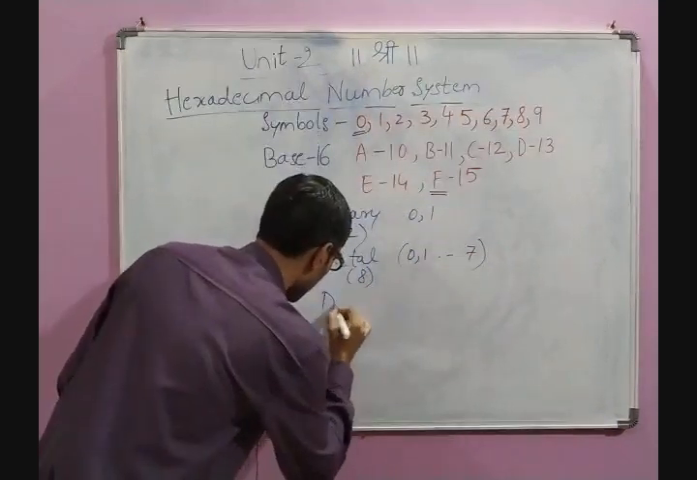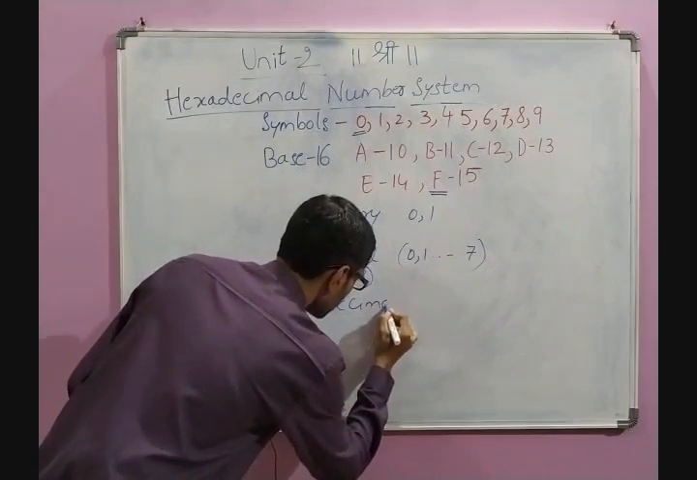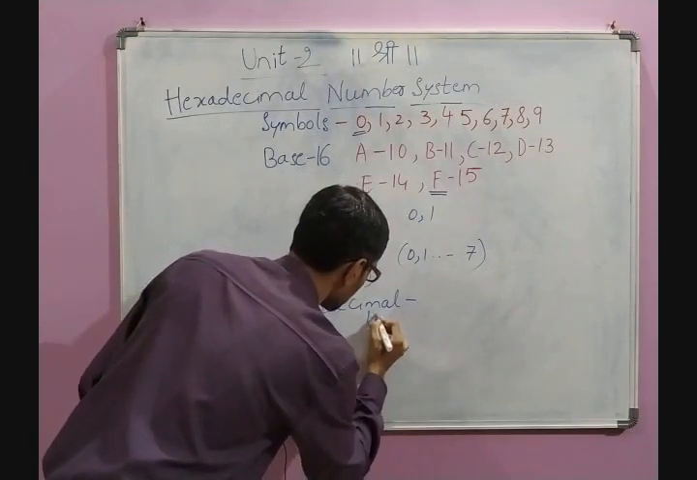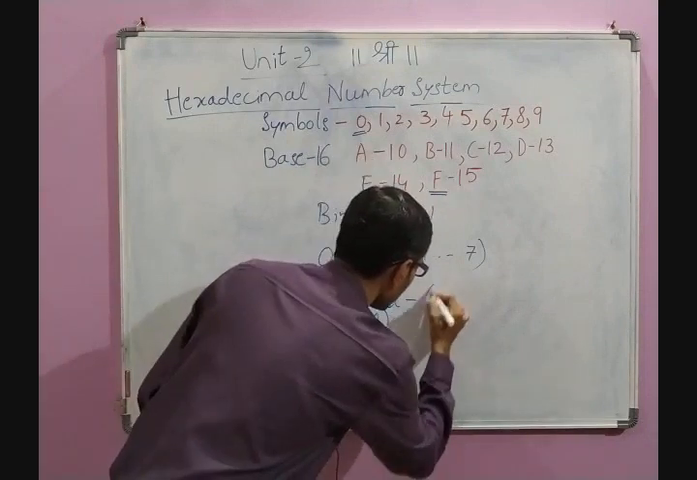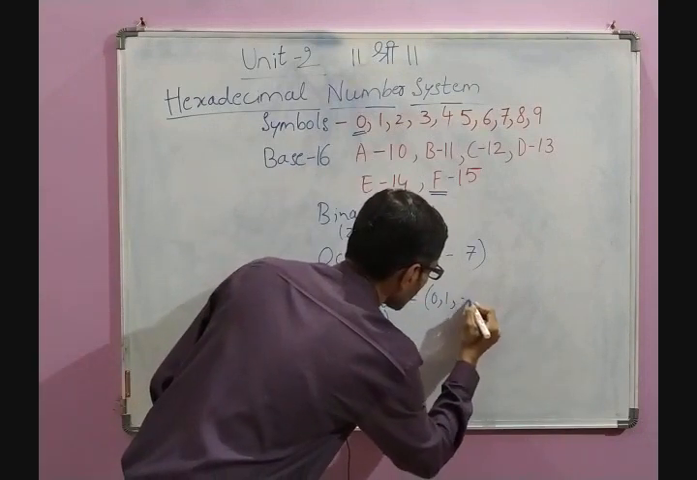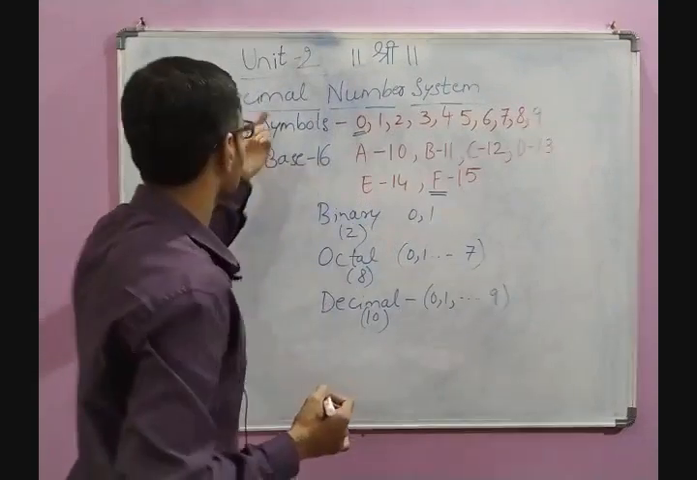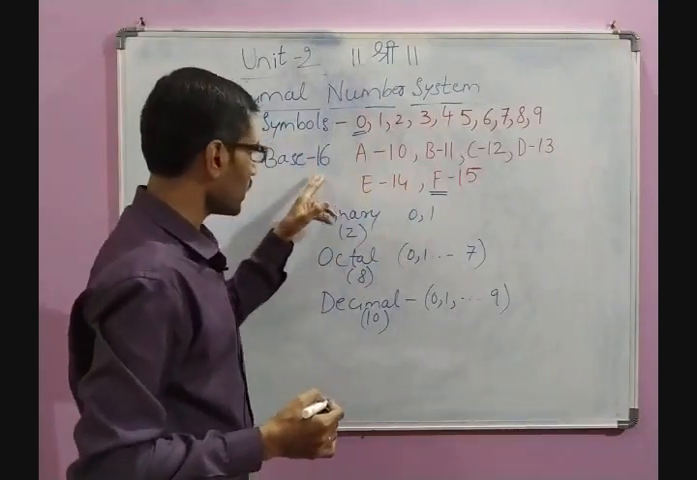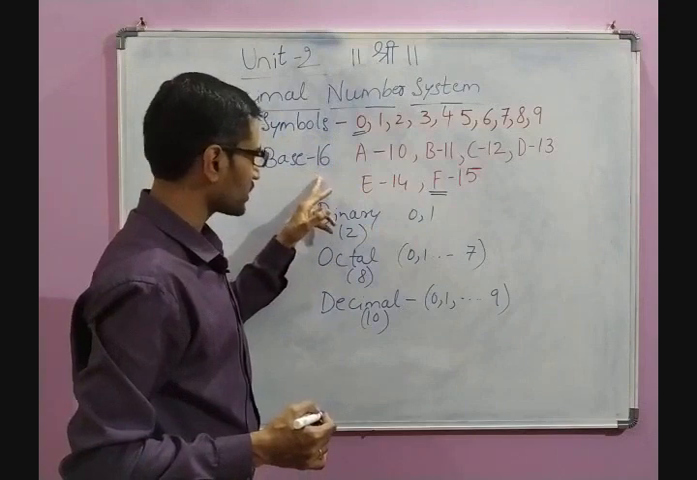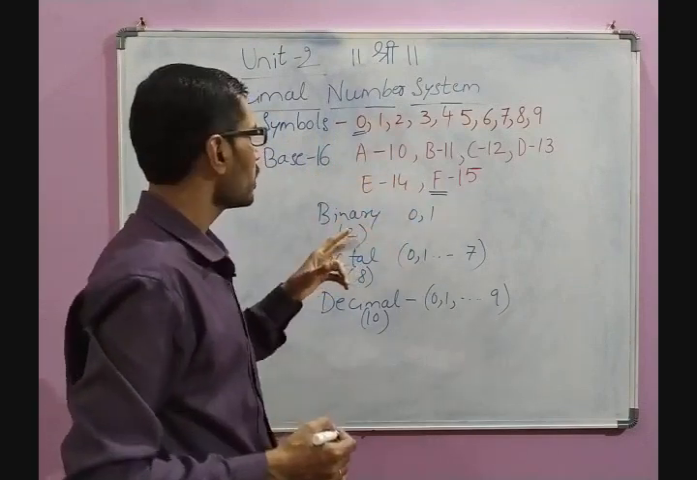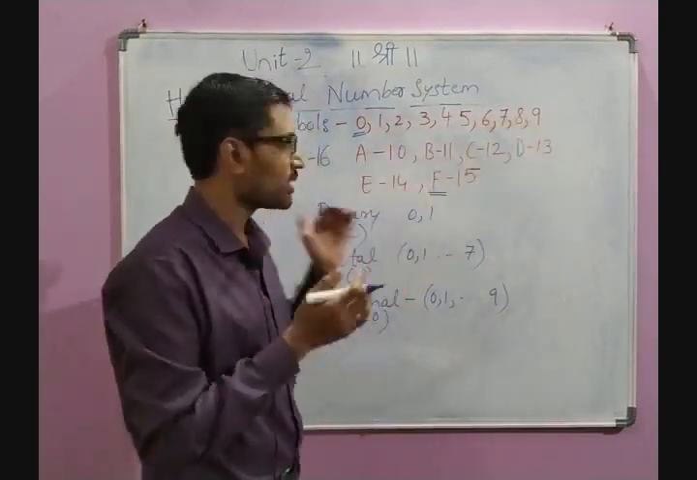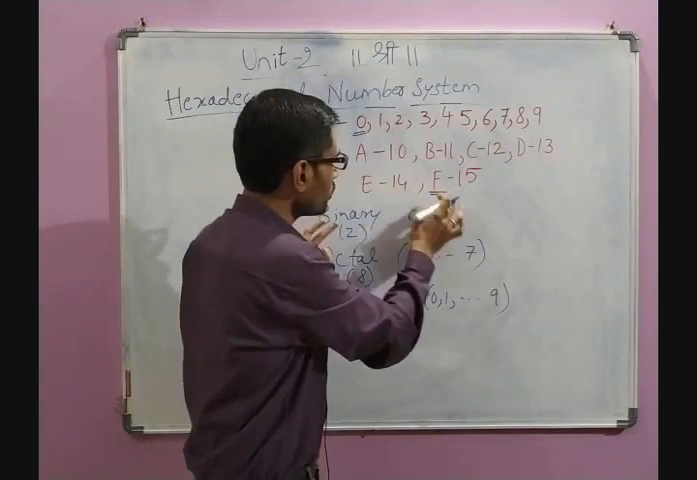And for decimal, the base is 10, and the symbols are 0, 1, and so on up to 9. And then for hexadecimal, the base is 16 and we have a total of 16 symbols. So 0 to 9 is the first set, and the second set is from A to F.